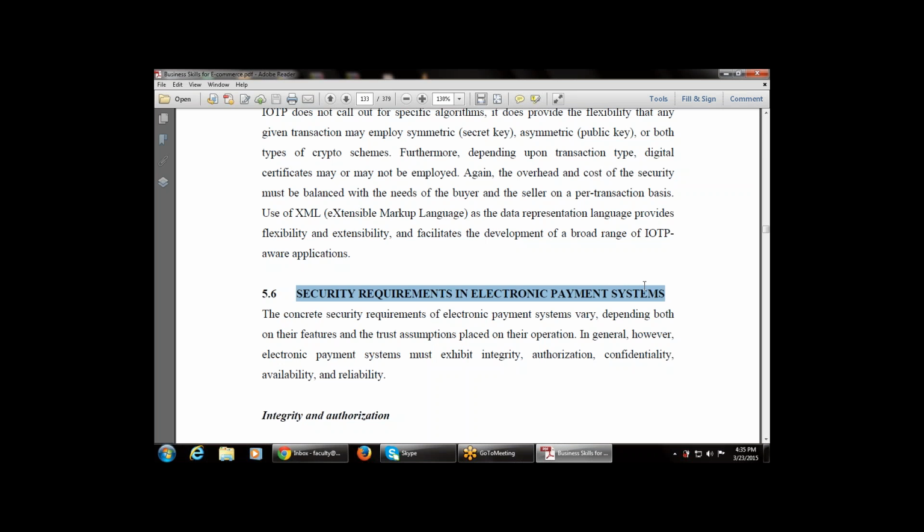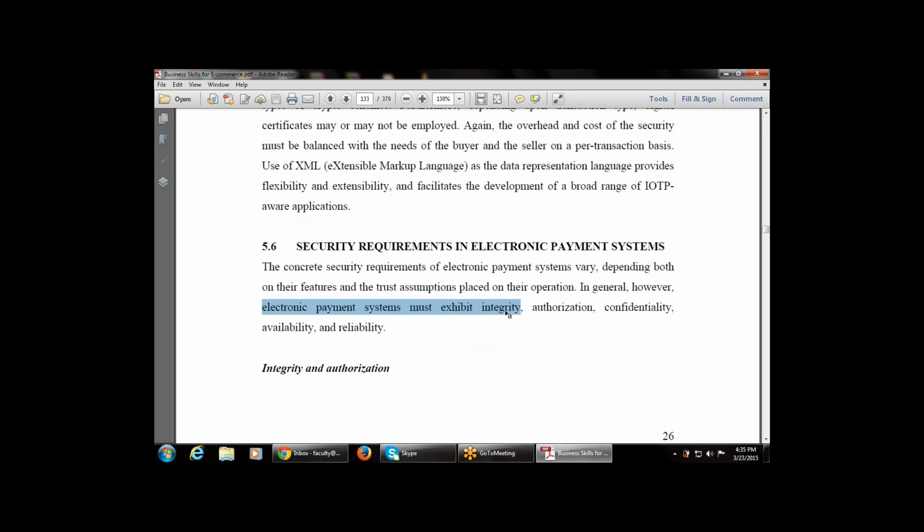In the last class we covered the topic security requirements in e-commerce, that is, what are the security requirements in e-payment systems, by which we say that my payment system is secure, my electronic payment is secure. So in general, an e-payment system must include integrity, authorization, confidentiality, availability and reliability. These are the multiple security requirements.